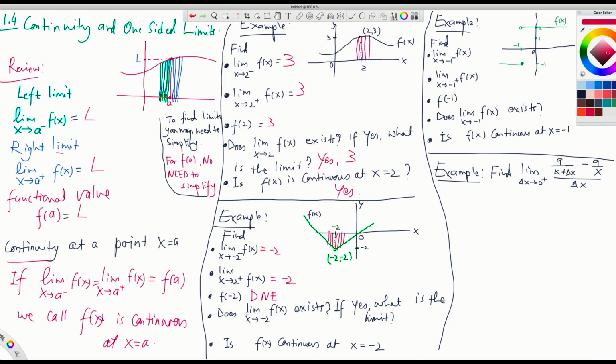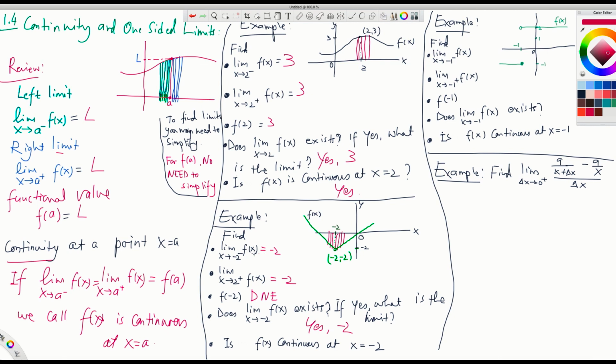How about the limit? Do you think the limit exists? The limit exists because the left side and the right side are equal. So the answer is yes. And what is the limit? Since the heights from the left and right are both equal to -2, the limit is -2, but the function is not continuous.